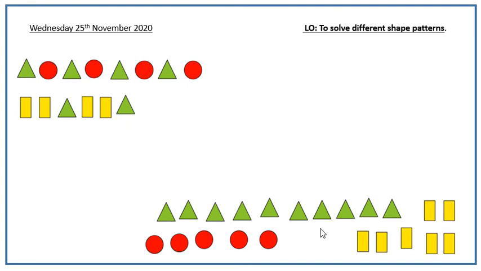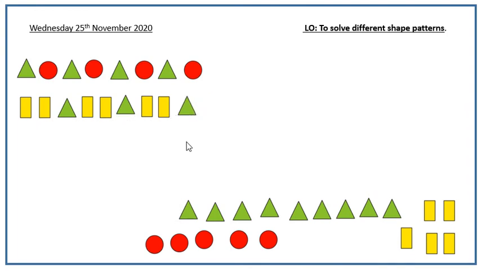Yep, it's rectangle. Does anybody know how many rectangles I've been using in my pattern? Well, let's have a look. Rectangle, rectangle, triangle. So I've actually been using two rectangles. So let me get another rectangle. There. So let's look at my pattern again. Rectangle, rectangle, triangle. Rectangle, rectangle, triangle. Rectangle, rectangle. What do you think would come next? Yes, another triangle.